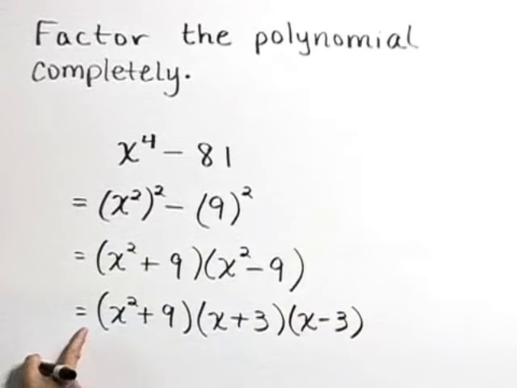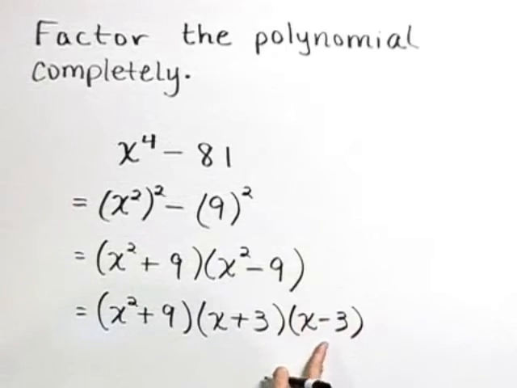So we have the completely factored form of x to the fourth minus 81. It is x squared plus 9 times x plus 3 times x minus 3.